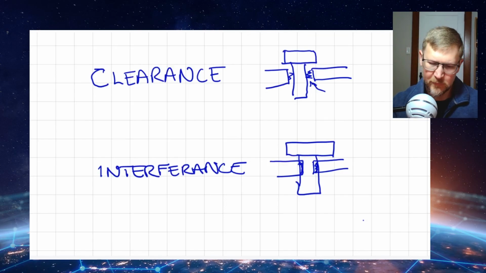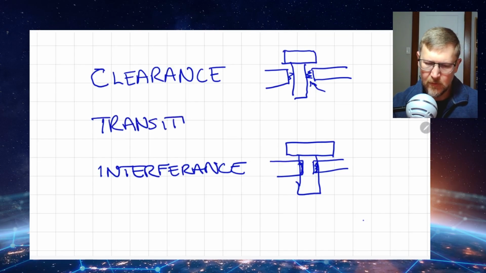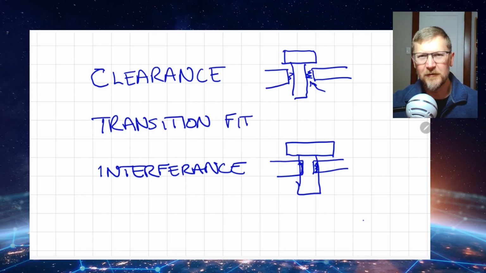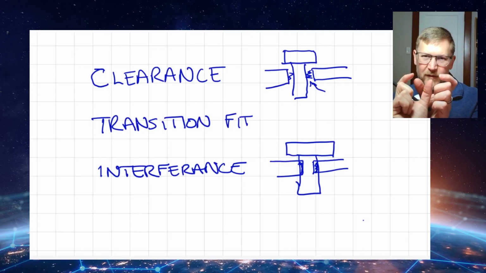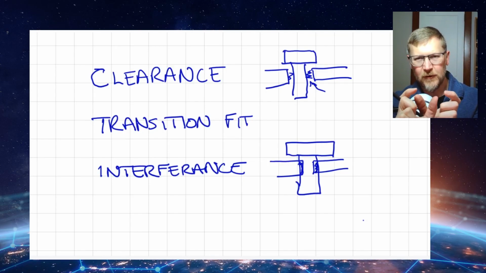Now the third is what would be called a transition fit. All these fits, this is just going to be like a crossover between these. So dimensionally, in some cases, you might have an interference. In some cases, you might have a little bit of clearance. So the tolerance in the bolt diameter in some way overlaps the hole tolerance. And so there's potentially some uncertainty there.